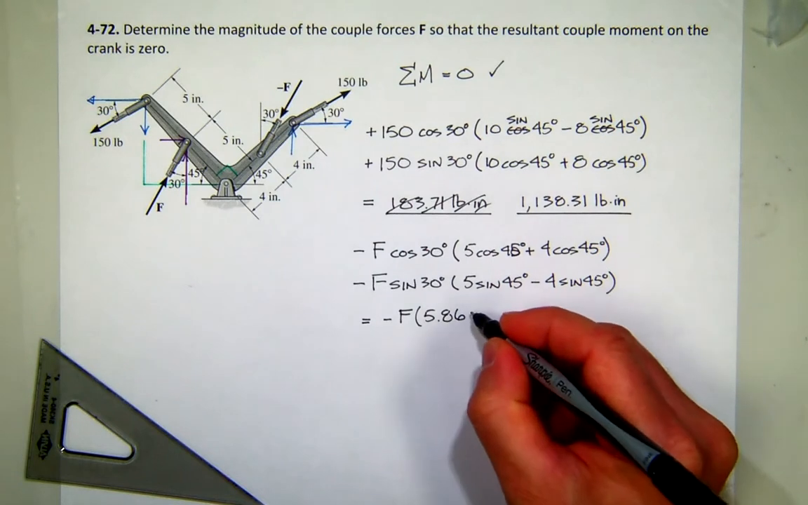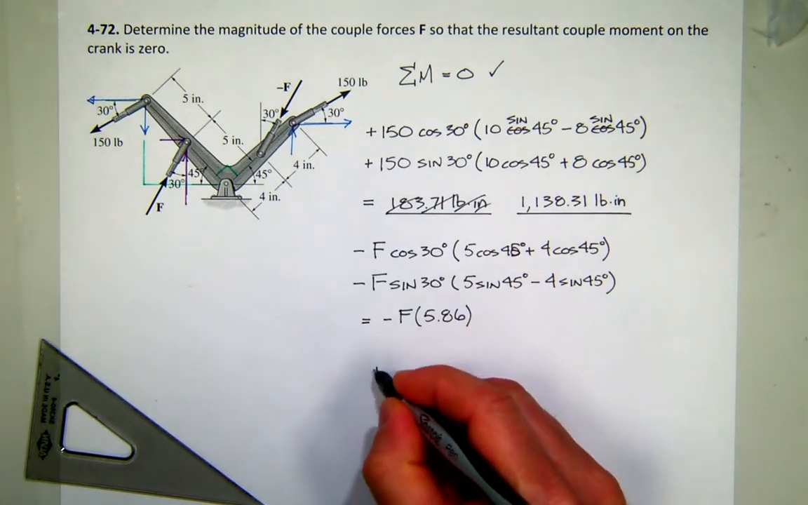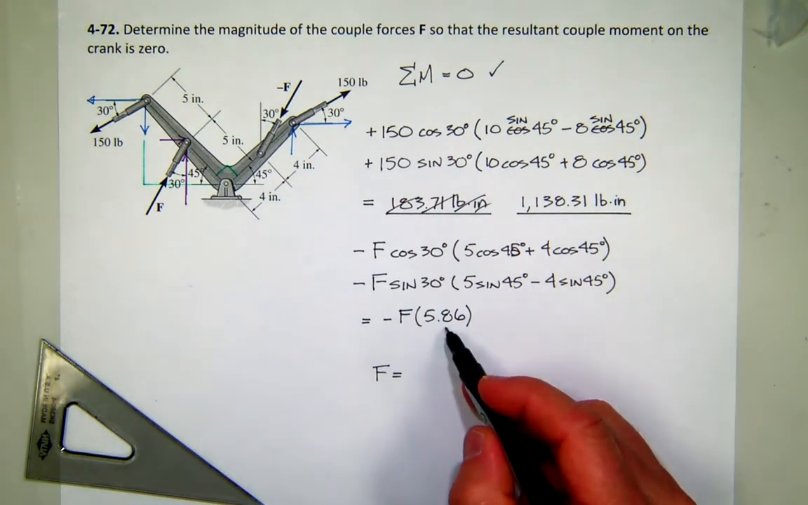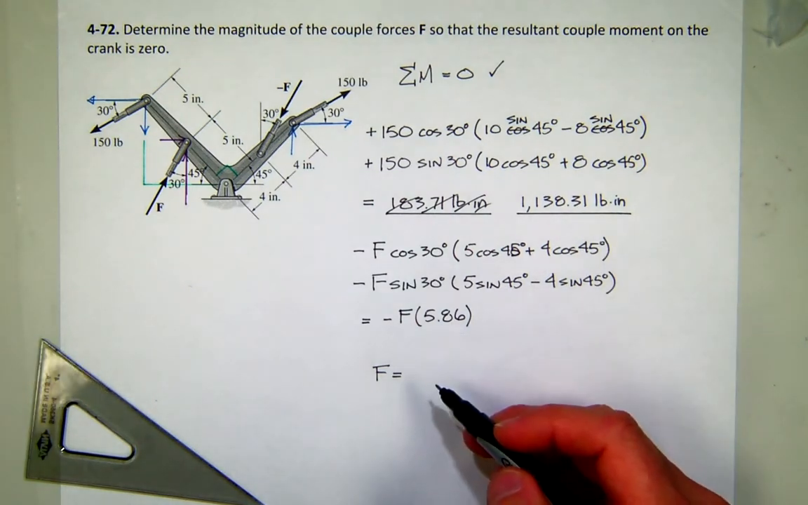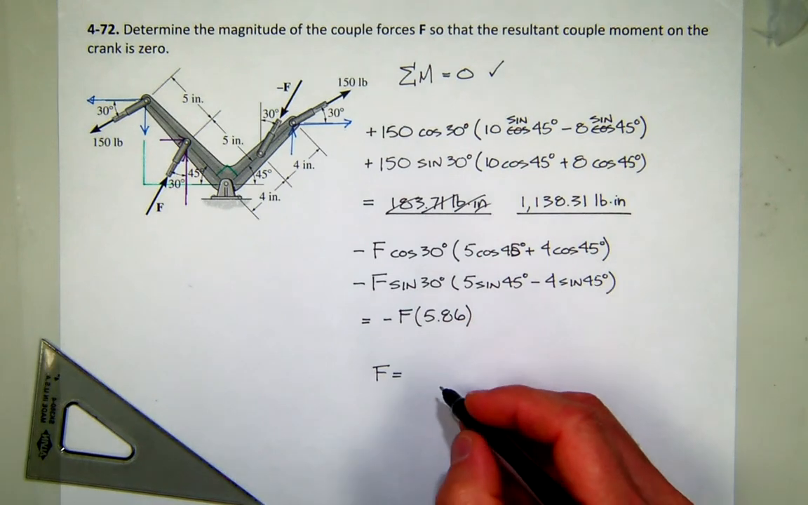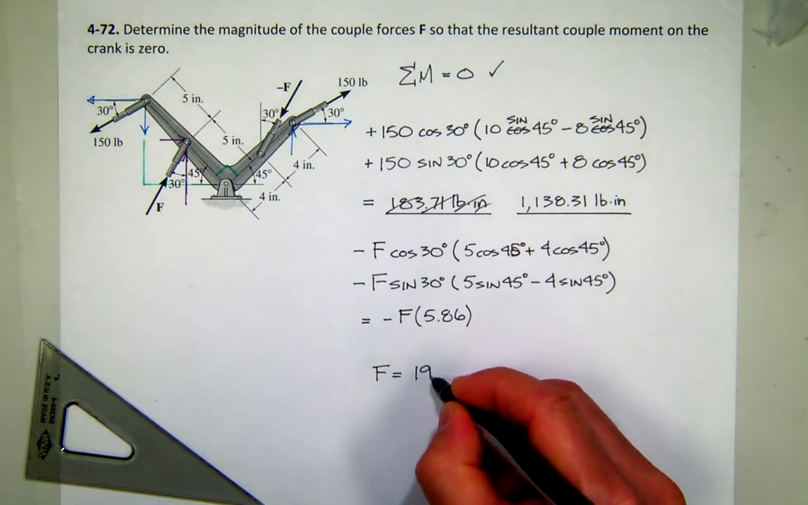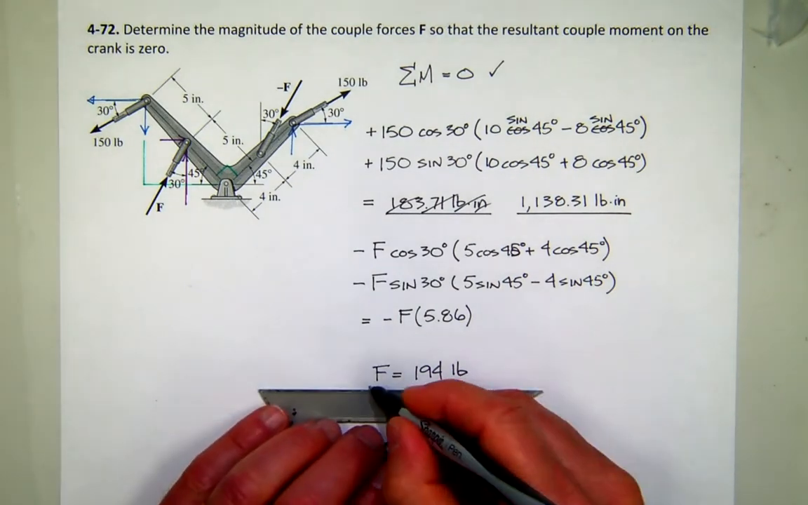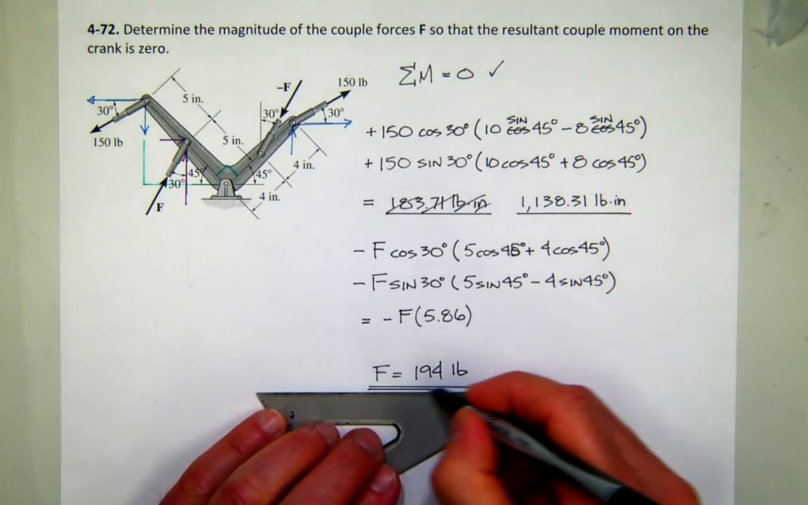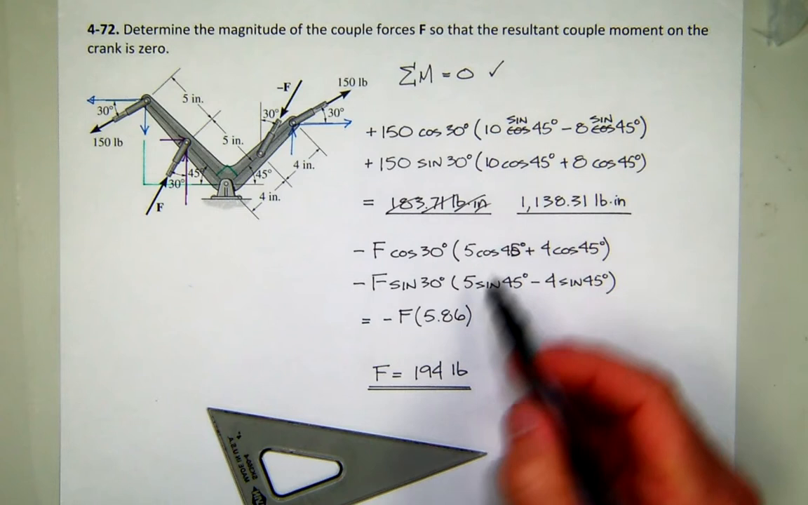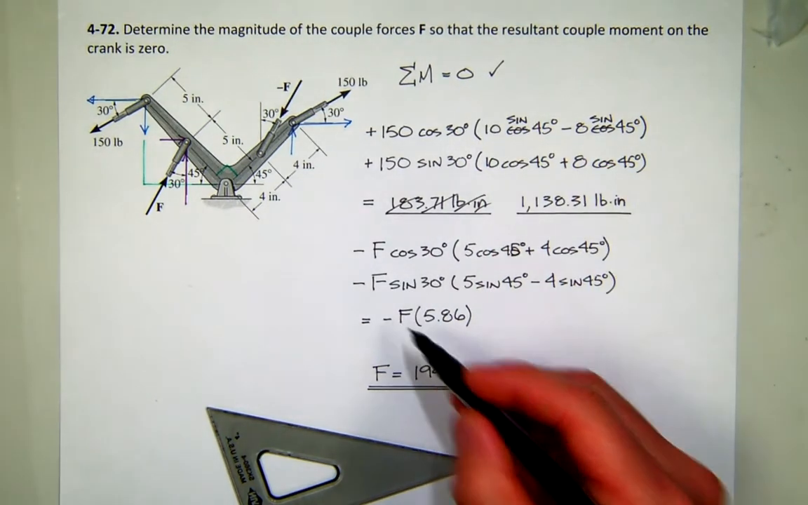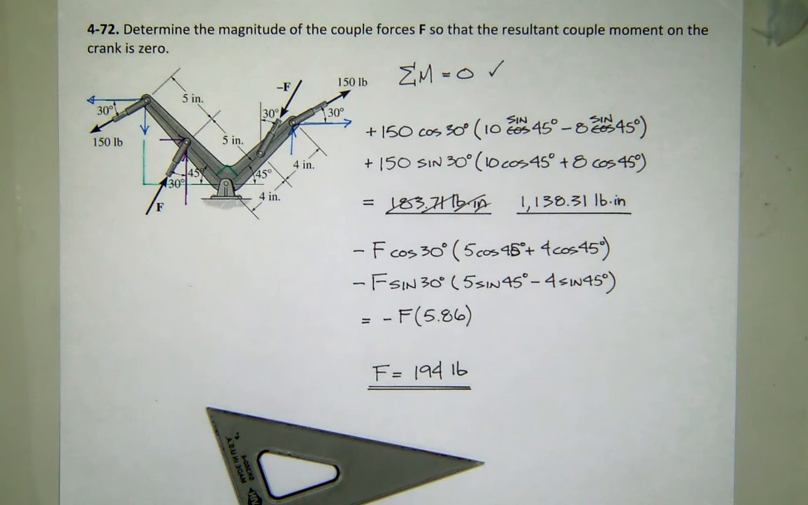Anybody else get that? So F should be 1138.31 divided by 5.86. 194 is good enough for me. So this was positive, this was negative. When you add them together, make sure they equal 0, and F comes out to be positive.